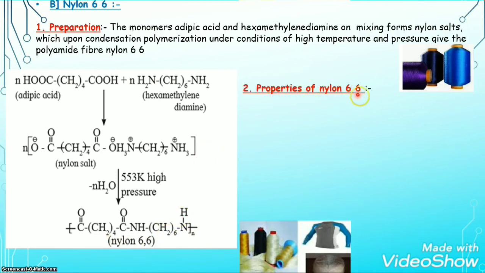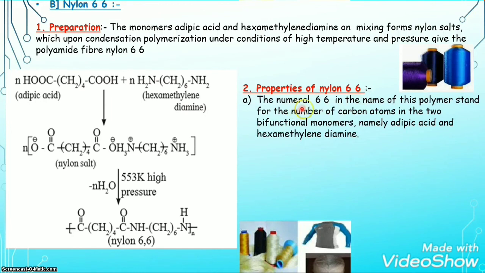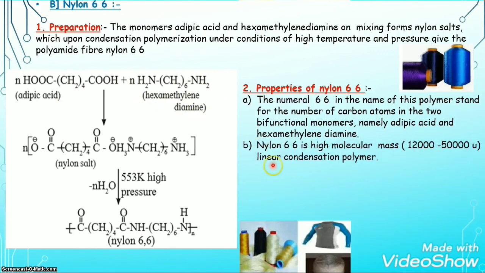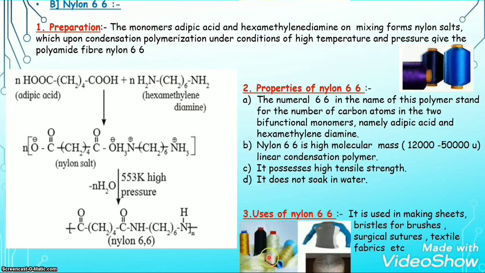Let us understand the properties of nylon 6,6. The numeral 6,6 in the name of this polymer stands for the number of carbon atoms in the bifunctional monomers, namely adipic acid and hexamethylene diamine. Here are also 6 carbons in the adipic acid and 6 carbon atoms in the hexamethylene diamine. Next, nylon 6,6 is a high molecular mass linear condensation polymer. It possesses high tensile strength. It does not soak water.